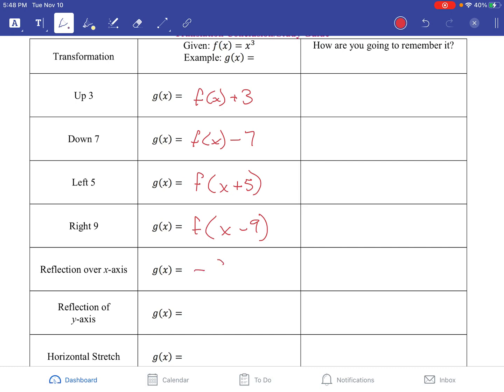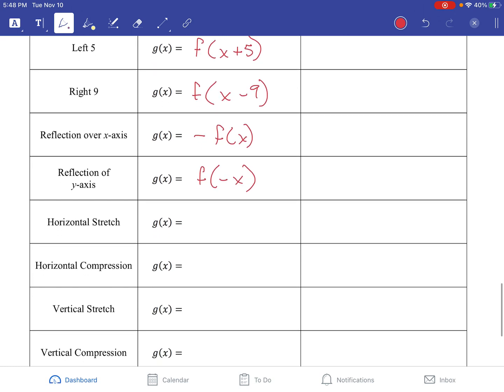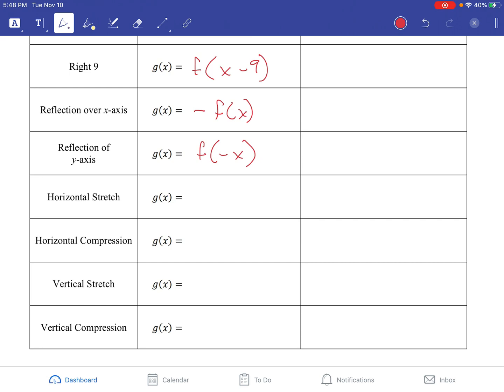Reflection over x-axis is negative f of x. Again, outside. Reflection over the y-axis is f of negative x. That's on the inside. Horizontal stretch is on the inside, f, and because it's a stretch, it's a fraction because it's opposite in horizontals. So we're going to put down, we'll do 1/2 again. Horizontal compression is going to be a whole number. I'll put 3 on the inside.